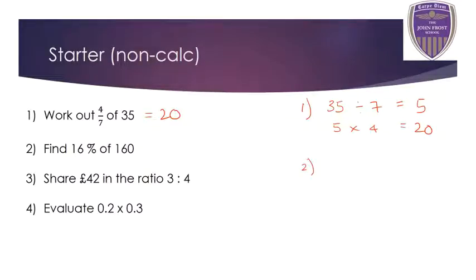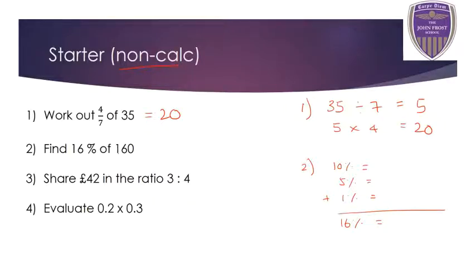Right, for number 2, it says find 16% of 160. So remember, like it says in the title there, it's non-calc. So if I was doing 16% of something, I think the best way is to do 10% first, then 5% after, and then 1% after, and just add those numbers together, because that combination will give us 16%. We should be comfortable doing this at this stage anyway.